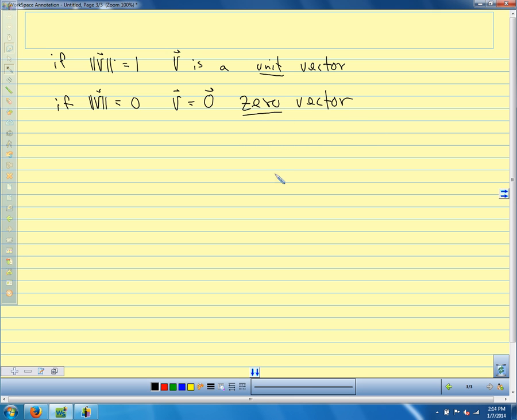And the 0 vector is different than the number 0 because we're saying that the 0 vector is a vector that has no magnitude. So we're going 0 miles an hour in this direction. So the 0 vector is different than the number 0. So if our magnitude is 0, we call it the 0 vector.